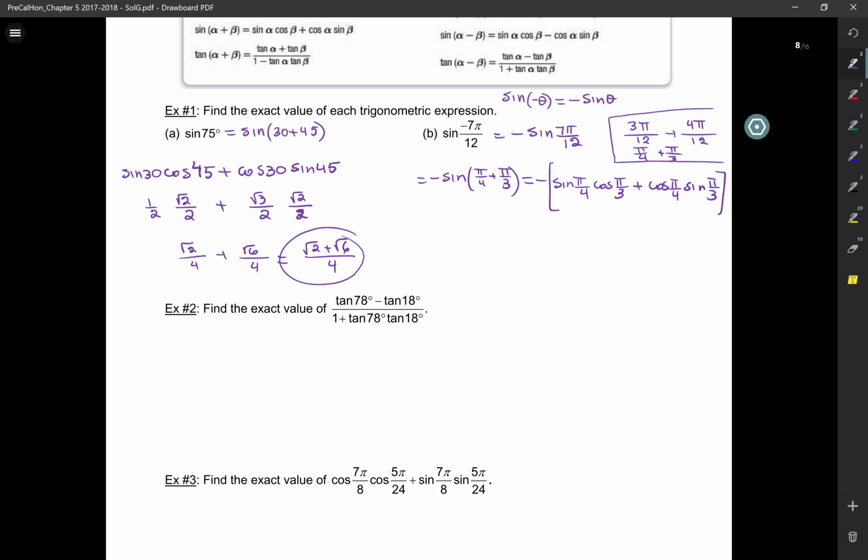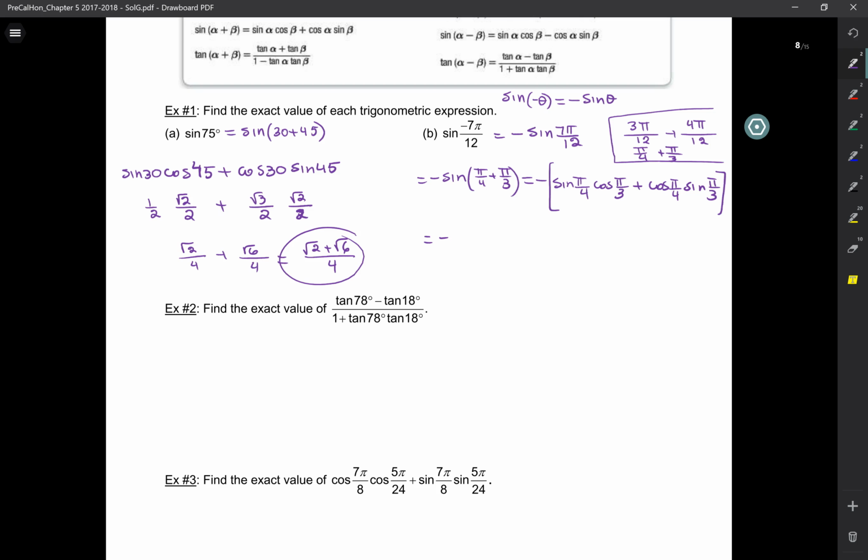Wait, so you're telling me that, for example, sine of 75 degrees isn't the same as sine of 30 plus sine of 45? No. It's not. Does it matter the order? Like if you did sine of pi over 3, cosine of pi over 4. I mean, it depends. Like if you did cosine pi over 3, then sine of pi over 4, no, it doesn't matter. Okay. Yeah.